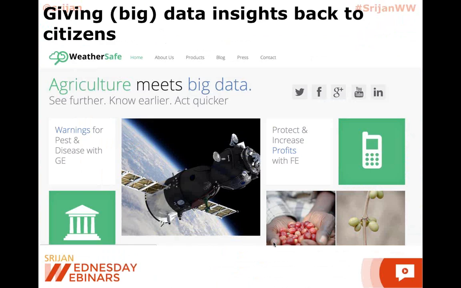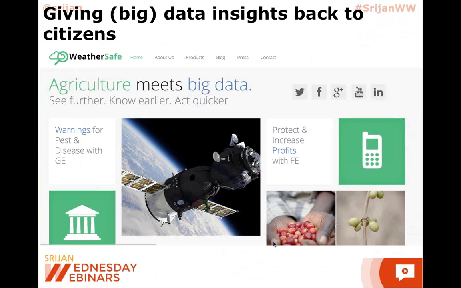I said that one of the key aspects to me of the new disruptive model is that they look at citizens as assets and active participants. This is an example of this, in the sense that many big data projects often concentrate on providing an overview to some central planner. This project has taken a very different perspective. It creates hyper-local weather forecasts and gives them back to farmers.